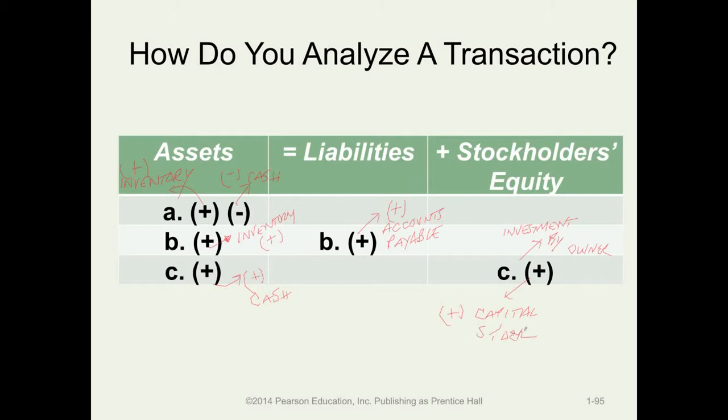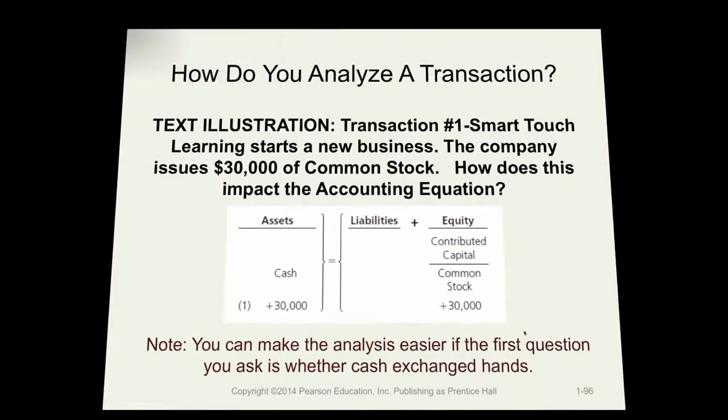Okay, so there is a balancing effect. Every transaction must affect one account equally and in the opposite direction. So it either is an increase in an asset and a decrease in another asset, or in this case, an increase in an asset and an increase in a liability, or the asset increase is due to an increase in stockholders' equity. Now, there are many other combinations that we'll see as we go through our next example.